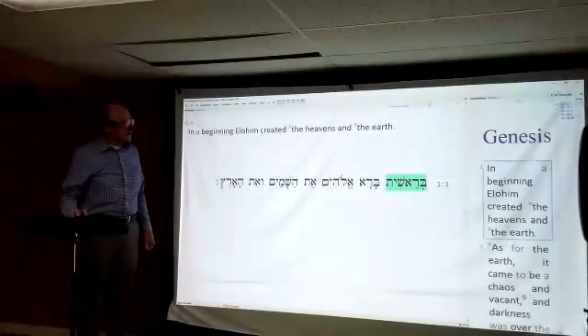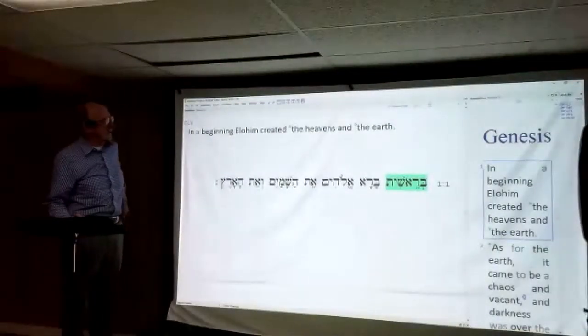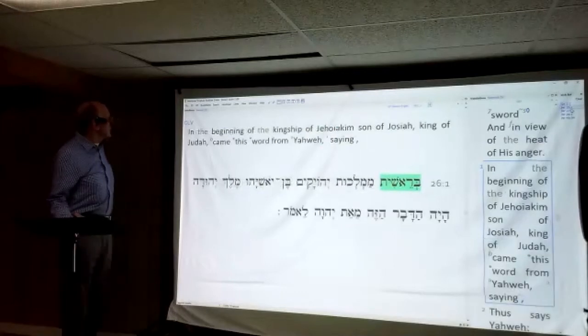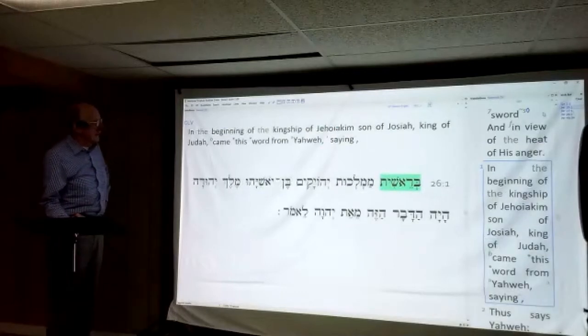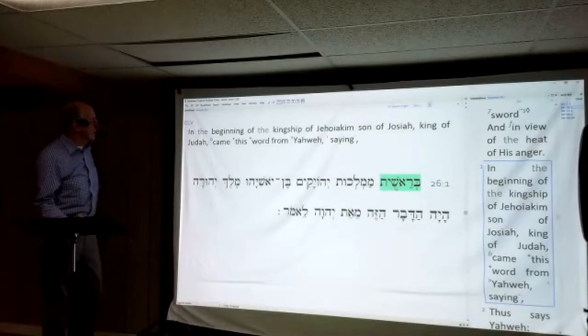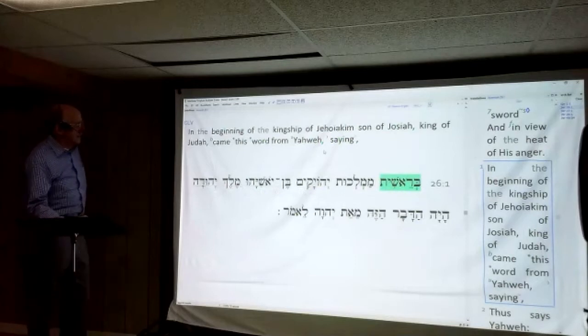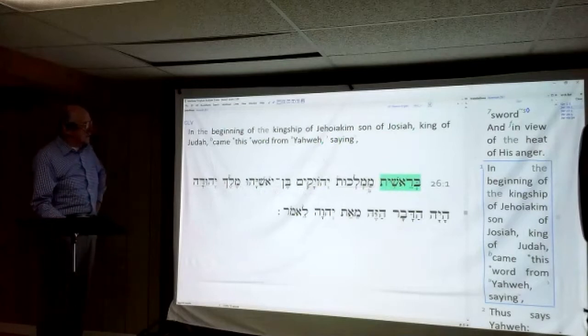Okay, so let's just look at Genesis 1:1. Then we have this one, which is Jeremiah 26 verse 1, and they highlight it for you so you can see where it is. But there's Bereshit right there. In the beginning of the kingship of Jehoiakim.